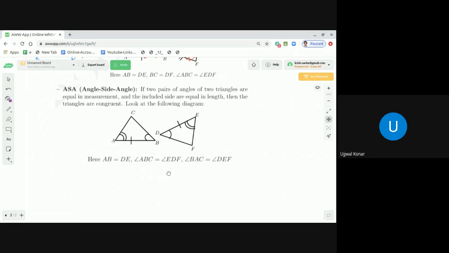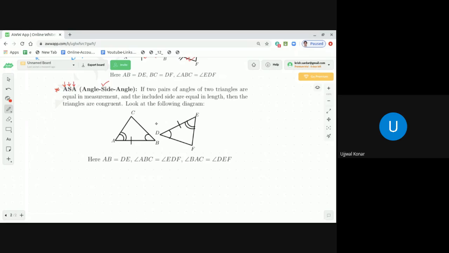So dear students, what is angle side angle? And the sequence, like the previous one, here the sequence is also very important. Okay, so here you see 2 angles, okay, and a side in between them. That is why it is called angle side angle. That means we are going to consider that side which is in between 2 angles under consideration.